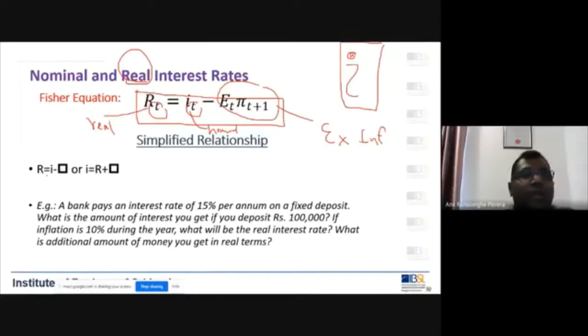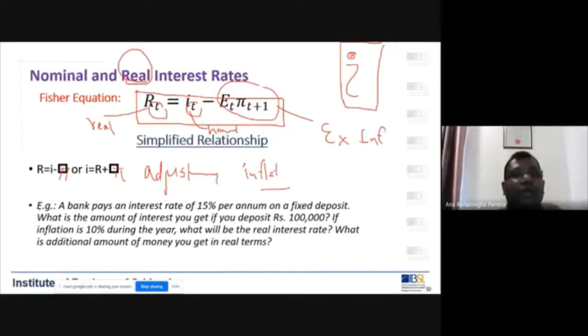So here I have further simplified it. r means i minus inflation. Or i means r plus inflation. Nominal rate means real rate plus inflation. So in either case, what we are doing is simply adjusting for inflation.